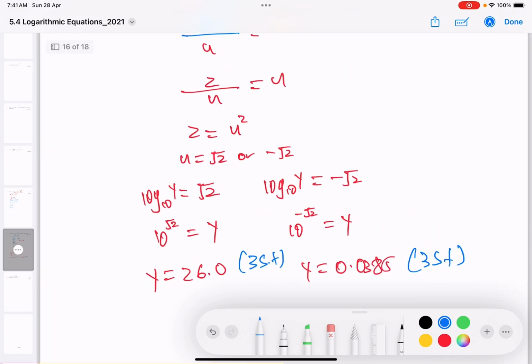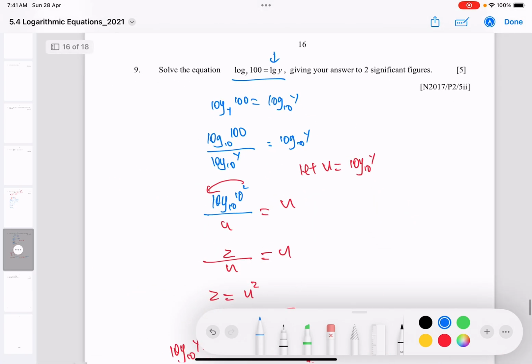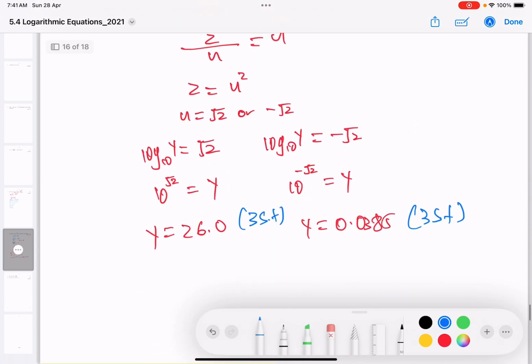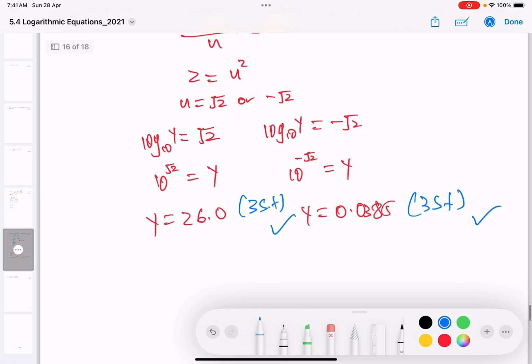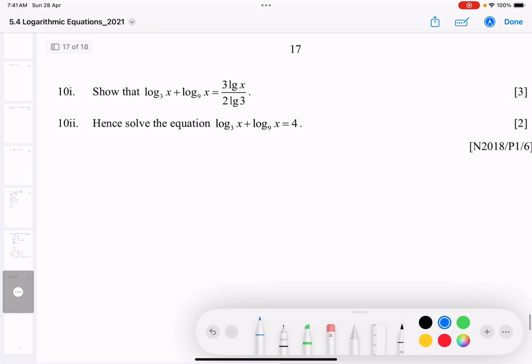Alright, so this is how we do this answer. Let's double check. Can y be these two numbers? Yes, as long as y is positive, I can accept both of them. Okay, let's move on to the last question.